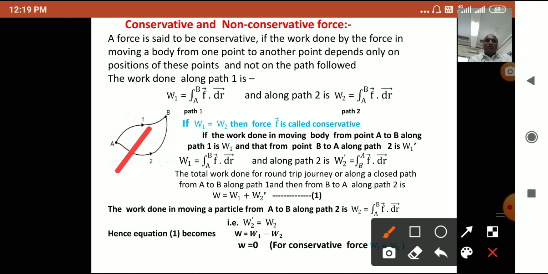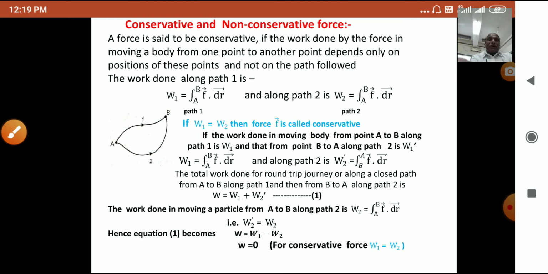Now the work done in moving a particle from A to B along path second is the integral from A to B of F dot dr, but this is opposite to W2 dash. So we write W2 dash is equal to minus W1. Hence equation number 1 becomes, when we substitute this value, W equal to W1 minus W2, which is equal to 0 for a conservative force. This means that for a conservative force, the total work done will be 0.